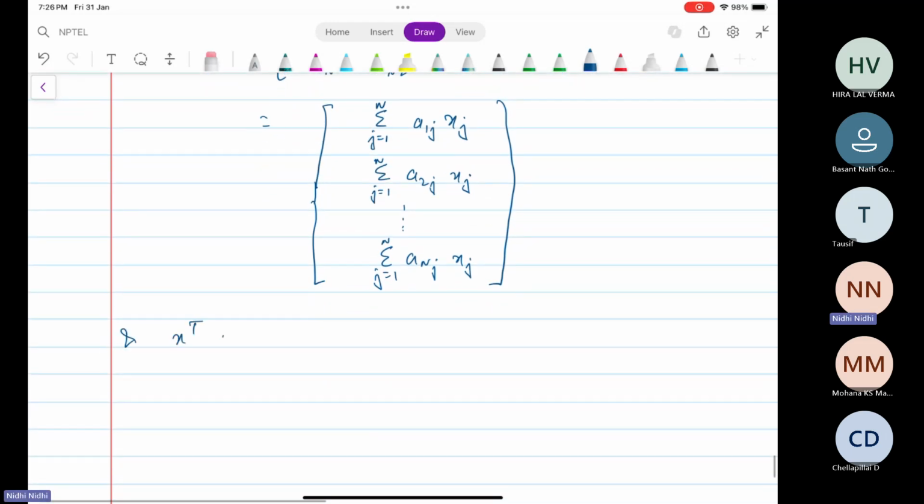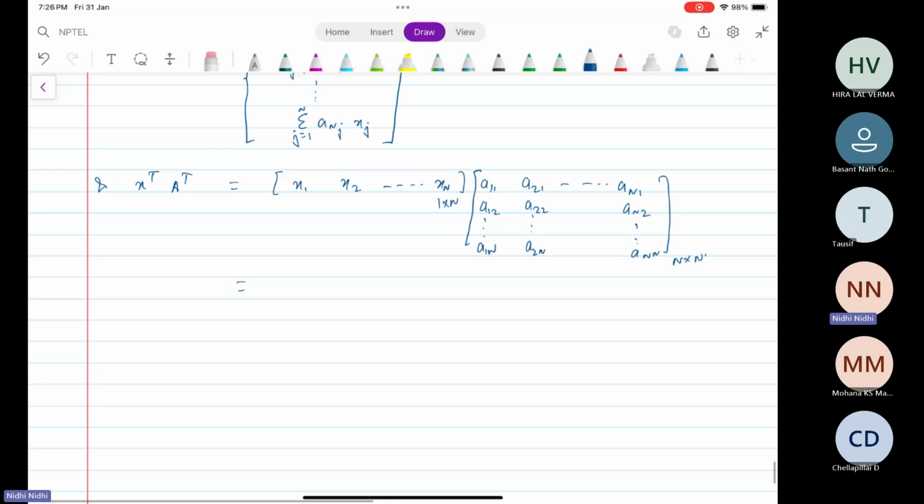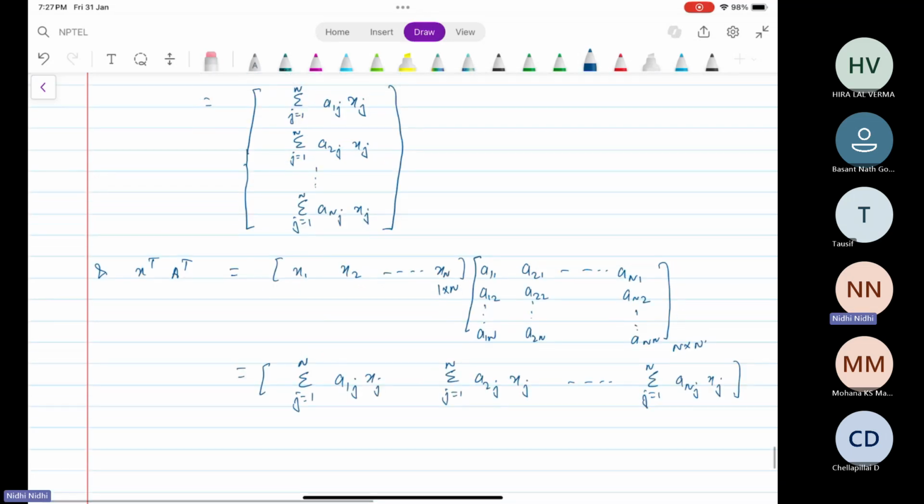And x transpose A transpose is x1, x2 up to xn times A transpose, which is A11, A12, A1n, A21, A22, A2n, so on up to An1, An2, Ann. So this is a 1 cross n matrix times an n cross n matrix. So the product will be a row matrix. First term is summation j from 1 to n A1j xj, summation j from 1 to n A2j xj, and so on up to summation j from 1 to n Anj xj.